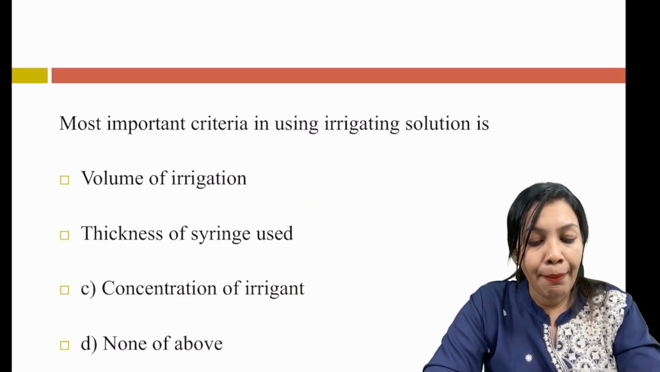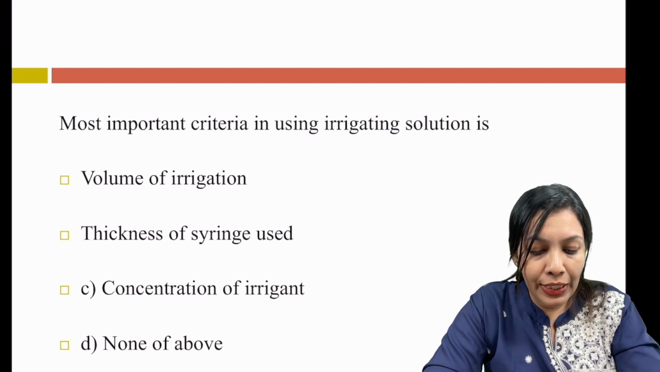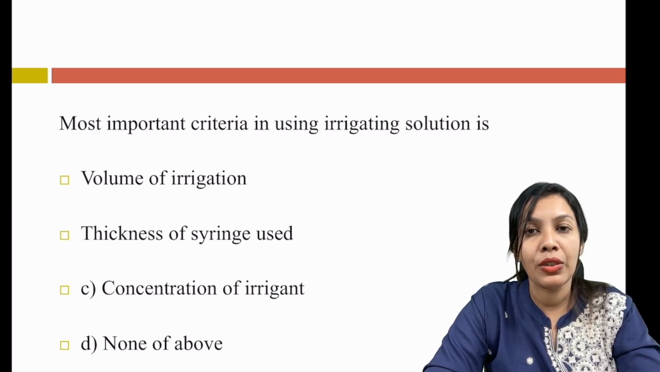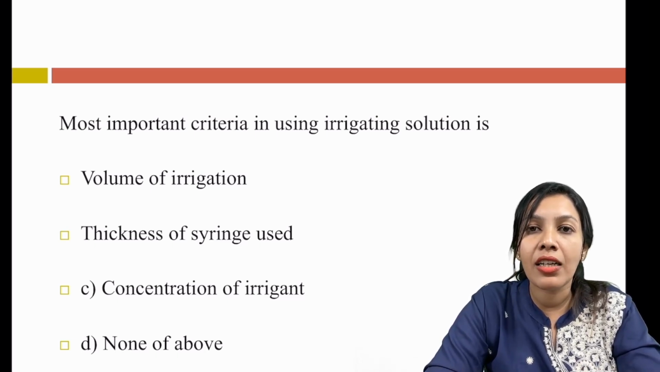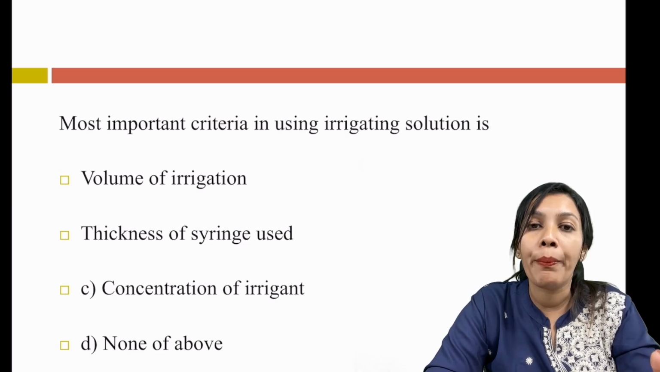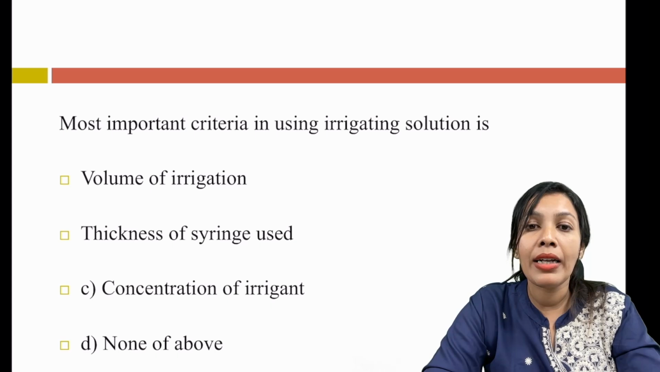The question is, what is the most important criterion in using the irrigation solution? First is volume of irrigation, thickness of the syringe, concentration of the irrigants, none of the above. It is of course the volume of irrigation which we use. If we use a higher concentration of irrigants, it might have a deleterious effect on the periapical tissue. That is one. And if we are not using a proper volume, and instead use high concentration, the amount of contact will be less. So what is required is actually the volume of irrigation, which is an important criterion for an irrigation solution.